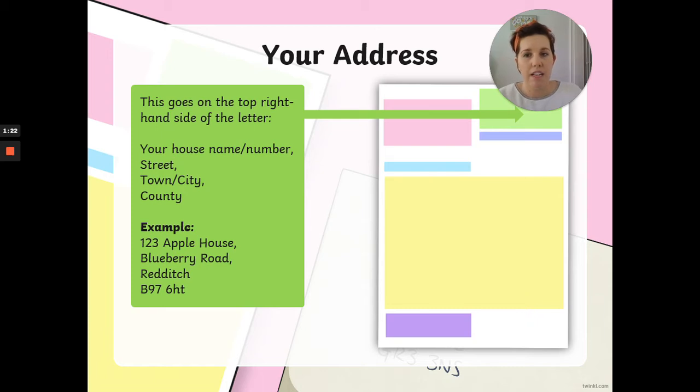So on the top right hand side of a letter goes your address. So hopefully most of you know where you live, but obviously you've got your adults at home that can help you and practice writing your home address. So this is just an example I've put on here for you. So remember, you'll need your house number or your house name, the road or close that you live on, Redditch, and then your postcode as well.